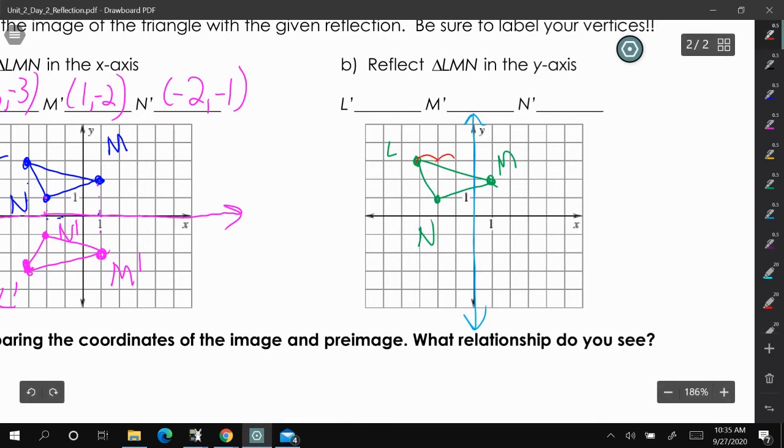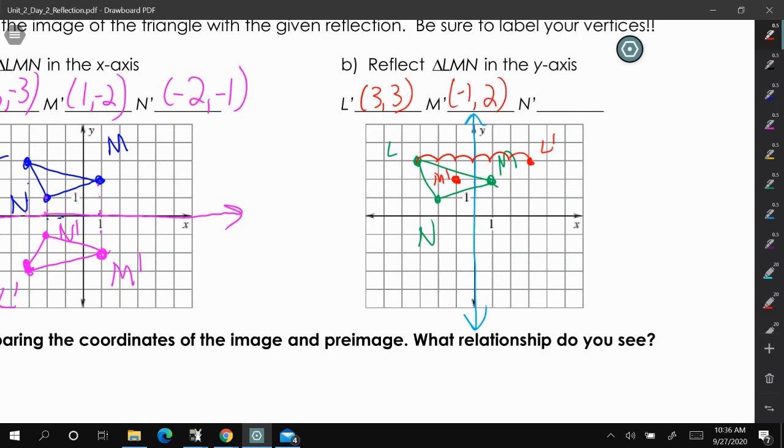L is 3 units away. So L prime would be right here. And the coordinates of that point are positive 3, positive 3. M is 1 unit away from the line of reflection, so we go 1 unit on the other side. Here is M prime, and the coordinate of that point is negative 1, 2.